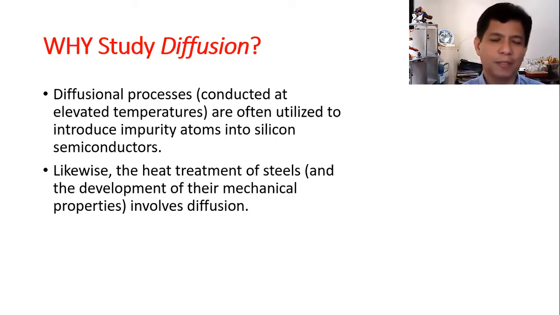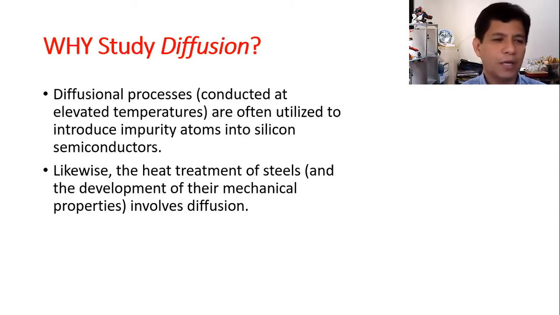Alam niyo na naman, di ba, pag mataas ang temperature, nagkakaroon ng vacancy. Yan yung kinalculate natin nung last chapter, di ba? So yung vacant spaces na yon, pag nag-introduce kayo ng mataas na concentration ng boron gas, nagdi-diffuse yung boron doon sa loob ng silicon. And that's how you manufacture semicon.